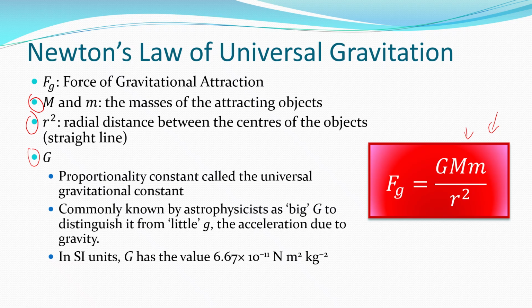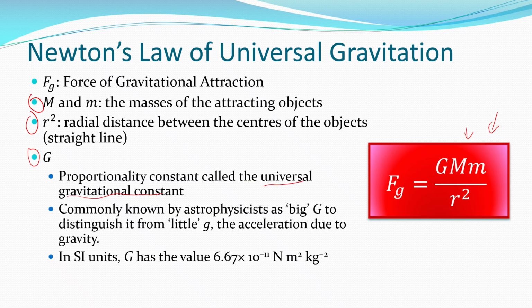And our new little constant we're introducing here is big G, as opposed to little g, which is acceleration due to gravity, which we'll come back to next episode. Big G is just this proportionality constant. It's the universal gravitational constant, as we've written just there.